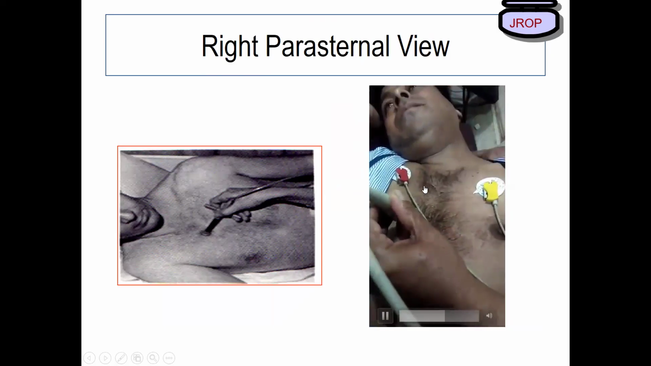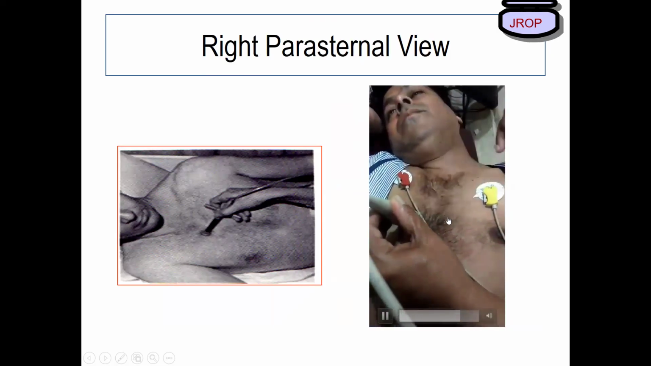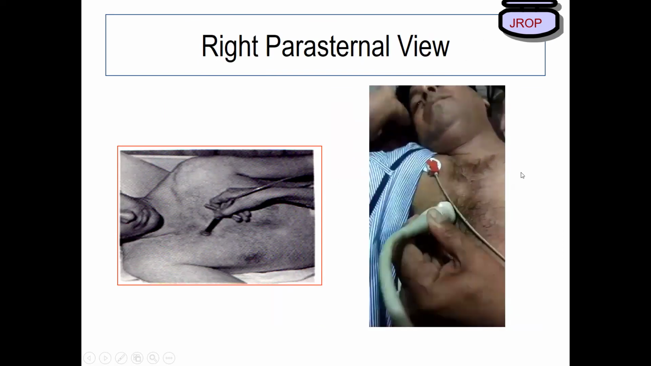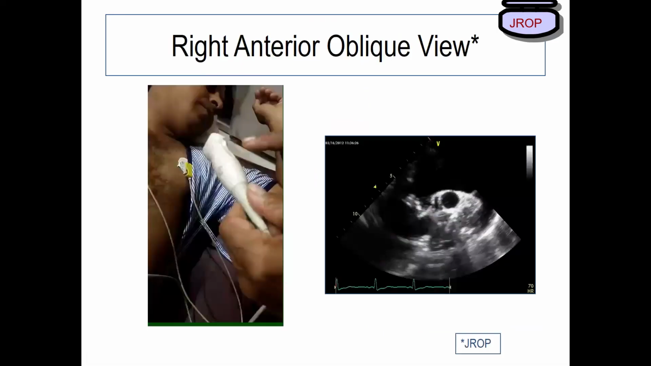Right parasternal window, like we are using the same left parasternal window, we use right parasternal window with the index marker at the left shoulder. Not at your level, we can skip for some time.